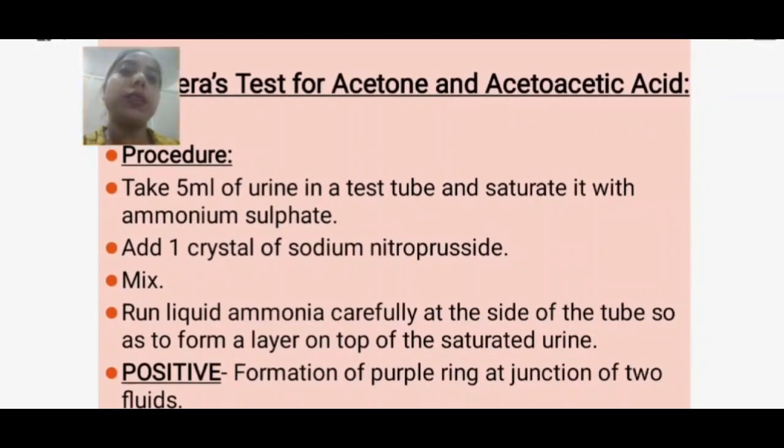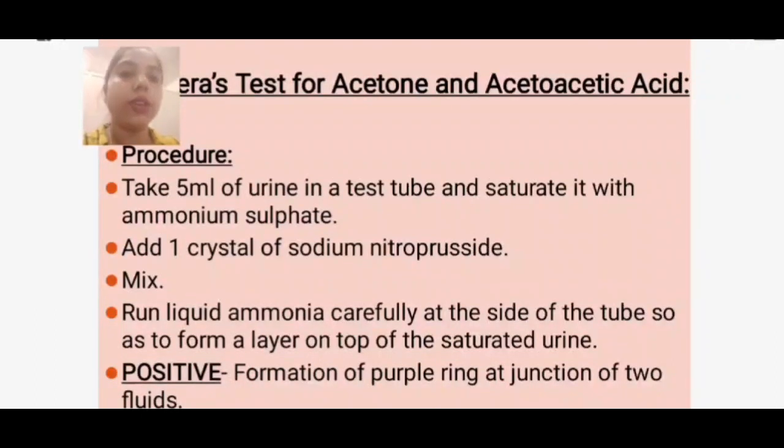Now there is a procedure for Rothera's test. In Rothera's test, we only identify two ketone bodies, that is acetone and acetoacetic acid. The procedure is that we have to take 5 ml of urine in a test tube and saturate it with ammonium sulfate.